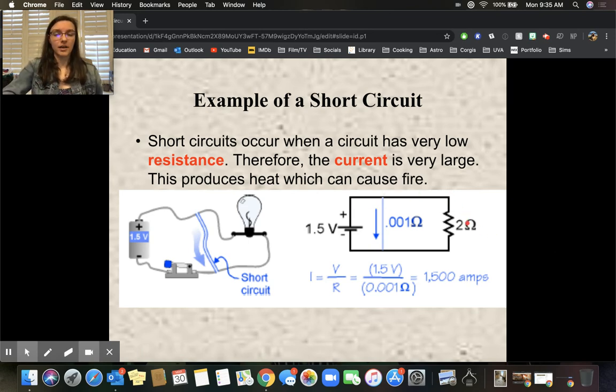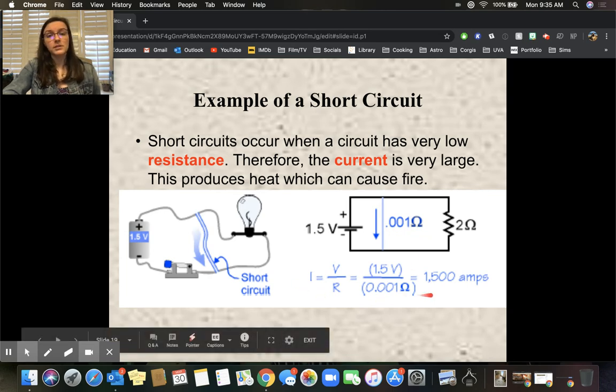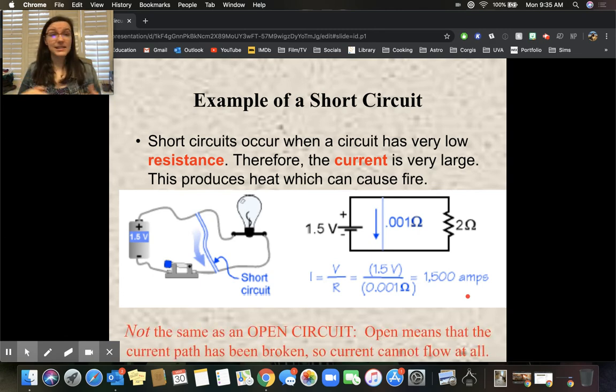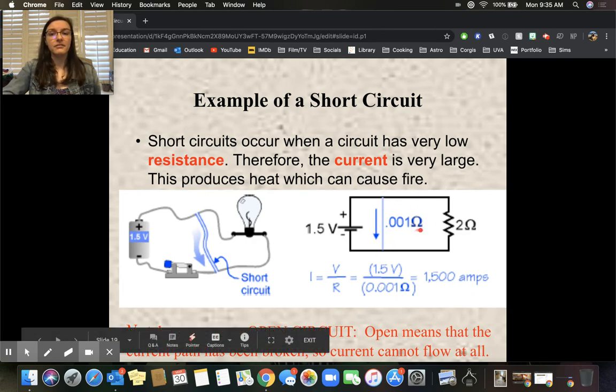So you imagine here, if I was used to 2 ohms resistance, then this would work fine. But if I have a path available where there is a very small resistance, you can see Ohm's law worked out here. That is a lot of current. That is a very large current, which is going to produce a lot of heat. This is not the same as an open or broken circuit. Open means that the path has been broken, and so current cannot flow at all. Short circuit, I've got a path of very, very low resistance where lots of current can flow through.